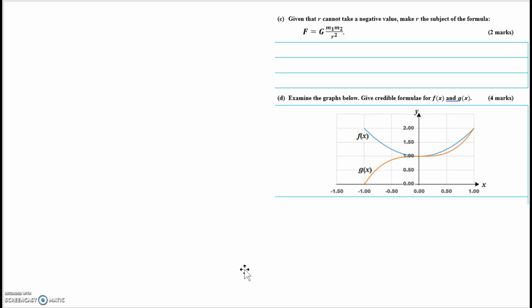Question C is asking for you to rearrange to find R. So let's start off with F equals G times M1 M2 over R squared. First up, get rid of the G, so divide both sides by G. And then let's flip, because the thing that we want is currently on the bottom, so it's easier if we flip it and have it on the top.